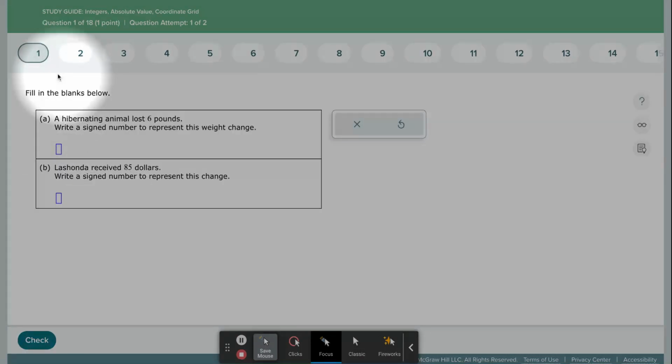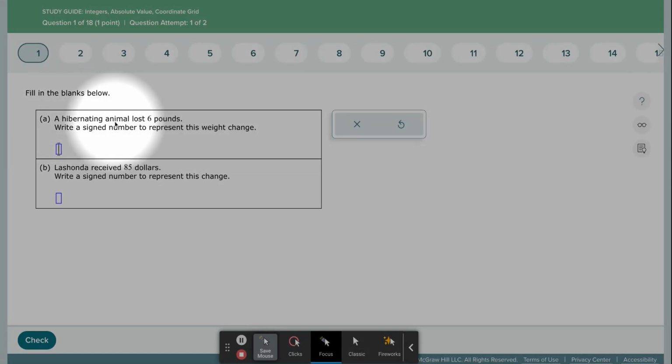So the first few questions are going to be more about integers, then absolute value, and then more into the coordinate grid. Okay, so the first question or questions is just being able to read a scenario and tell me what the integer would be that would represent the scenario. So do you know if something is a positive or a negative in a real world scenario?